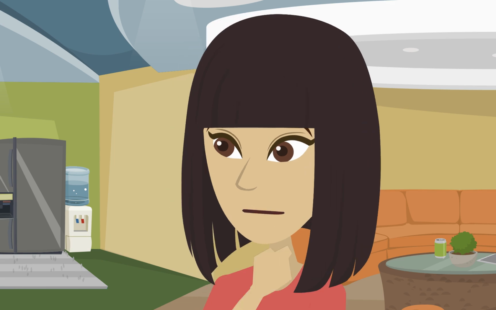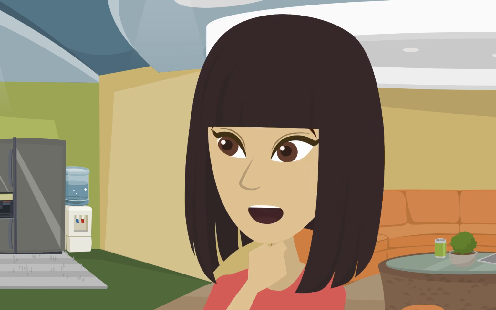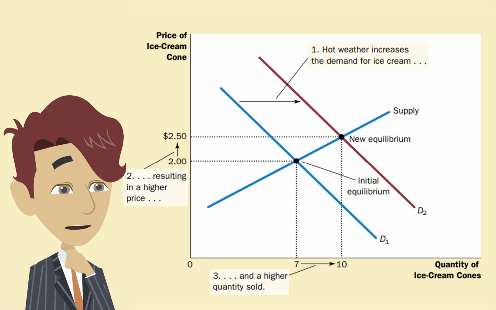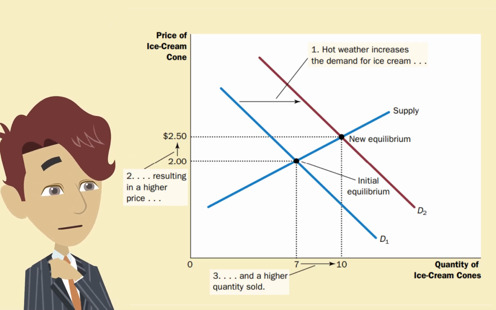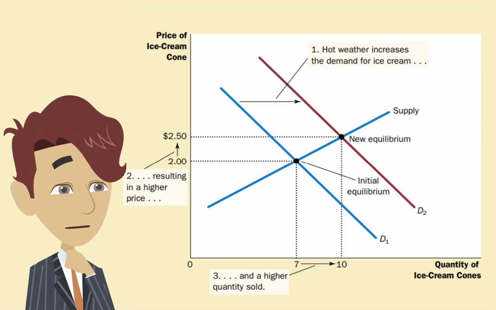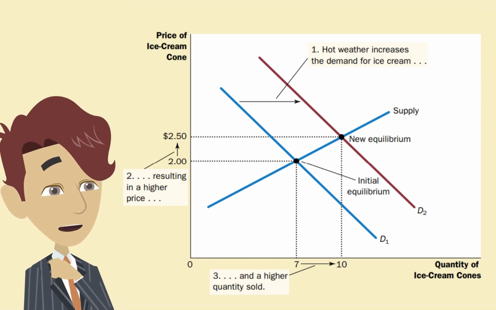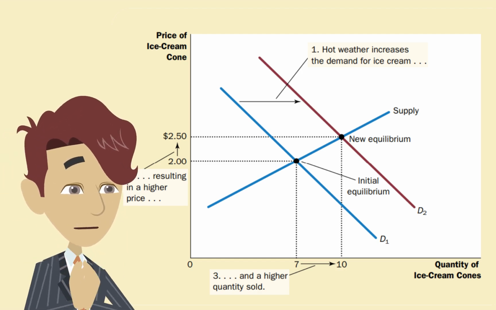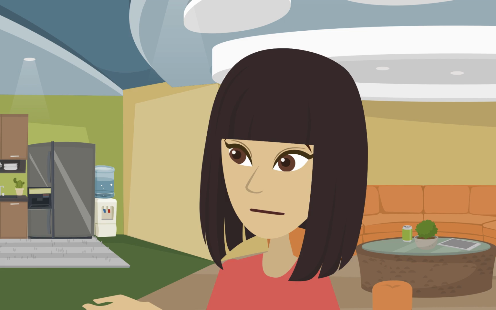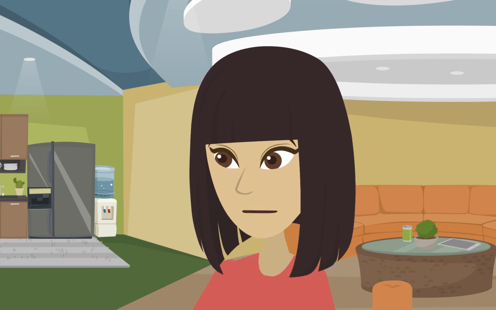Oh, I see. So there's a difference between a shift in supply and a change in quantity supplied. Exactly. A shift in the supply curve indicates a change in supply, while movement along the curve reflects a change in quantity supplied. Now, let's talk about an example on change in supply, like ice cream market. How does an earthquake affect ice cream?